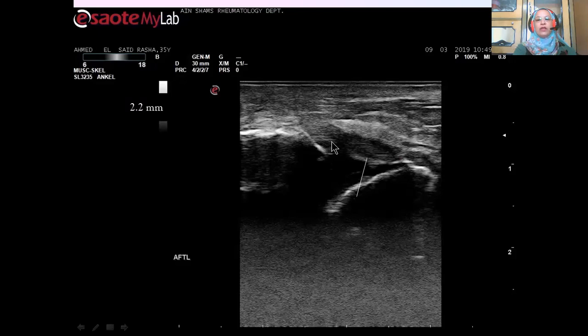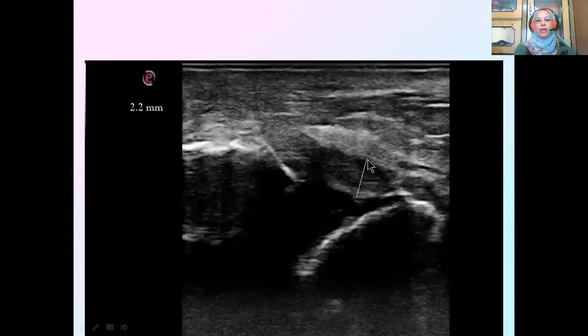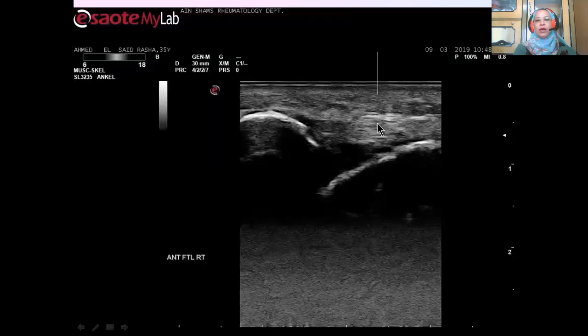Starting with the anterior tibiofibular ligament, this was its ultrasound appearance. It appeared a little bit hypoechoic. Its thickness was 2.2 millimeters, slightly thicker than normal. To avoid misinterpretation of this hypoechogenicity, which may result from anisotropy, we tried to manipulate the probe to adjust the angle of insonation, and this was the picture.